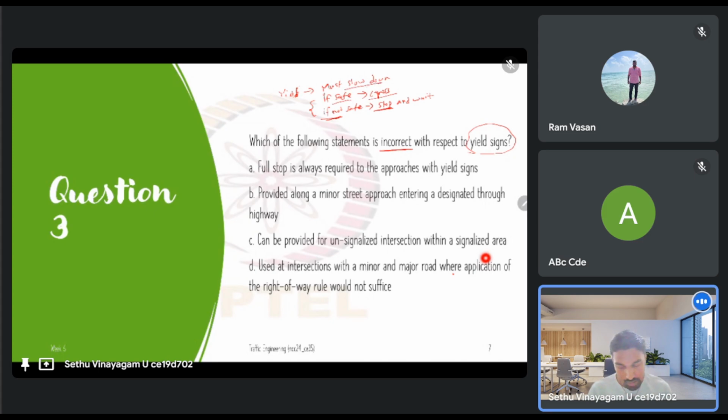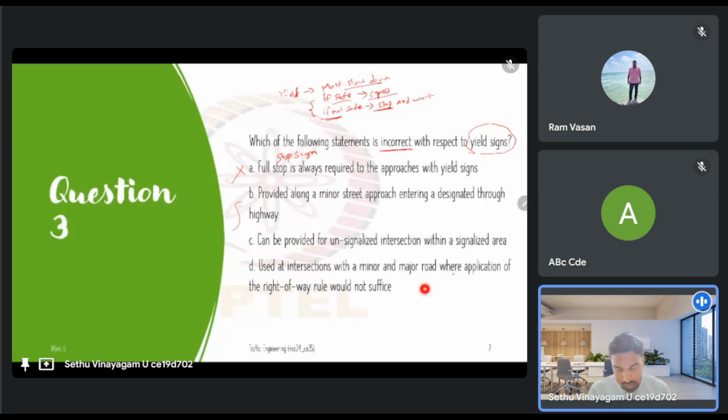So option A says full stop is always required, so this is not correct. This is the case for a stop sign. If a stop sign is there, then you must always stop regardless of whether it is safe or not safe to cross. You must always come to a full stop and then see, and if it is safe, then you cross. This is not the case with the yield sign. So therefore A is the incorrect answer.